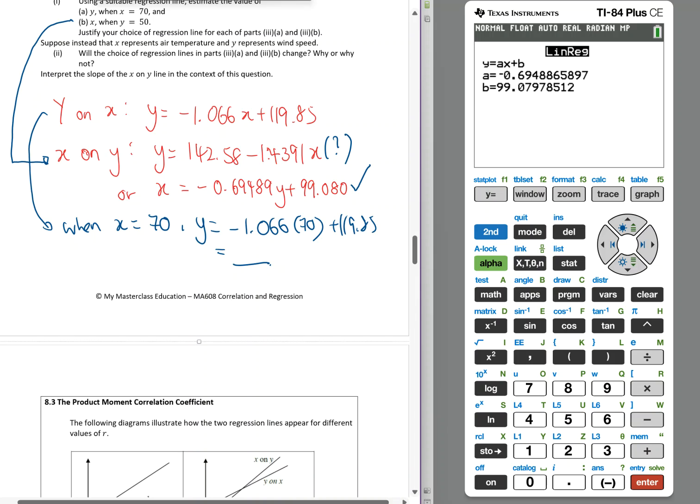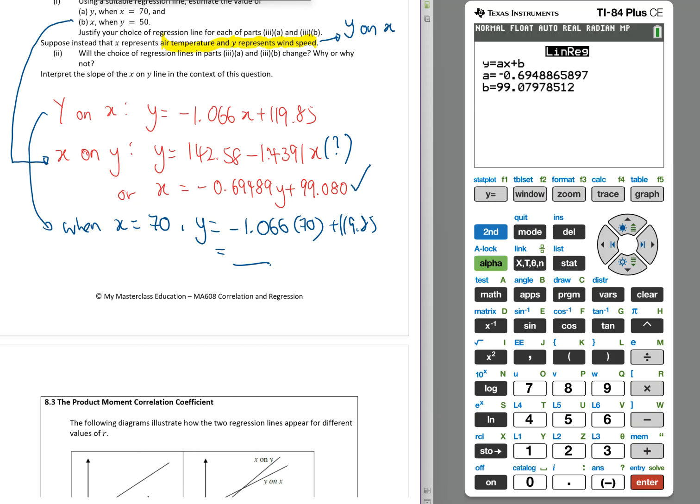Now, I tell you that x represents the air temperature and y represents the wind speed. So in this question, it is said that the wind speed actually depends on the air temperature. So I know that this is a y on x question. How fast the wind speed is depends on the temperature. If the temperature is higher, then the wind speed is lower. Okay, and vice versa.